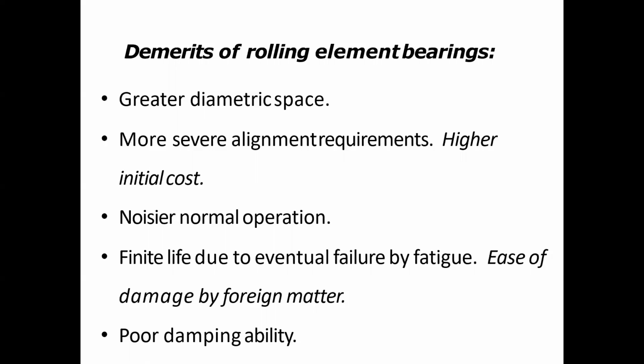More severe alignment requirement, higher initial cost, because we need a very right alignment of the shaft. If we are mounting the bearing at the two ends of the shaft, then the alignment should be very accurate. If there is a misalignment, what will happen? Extra load has to be carried by the bearing. So in that case, either we have to over design the bearing, or the bearing fails.